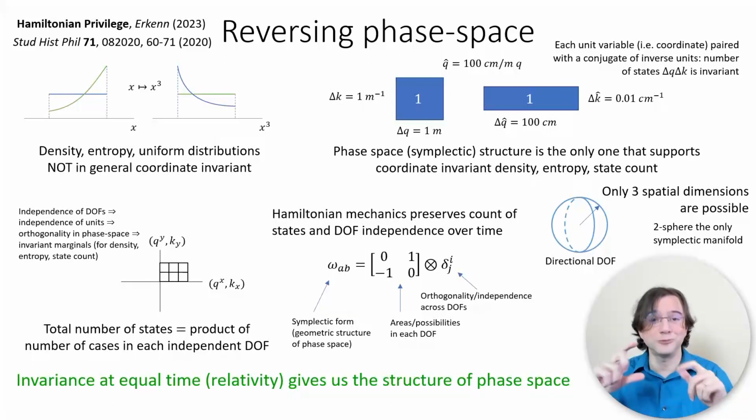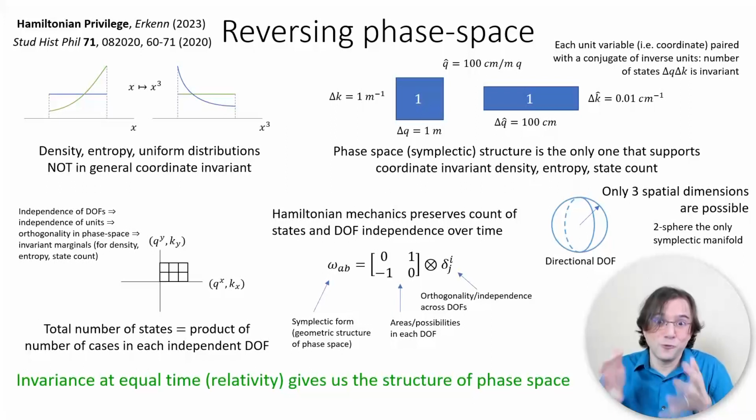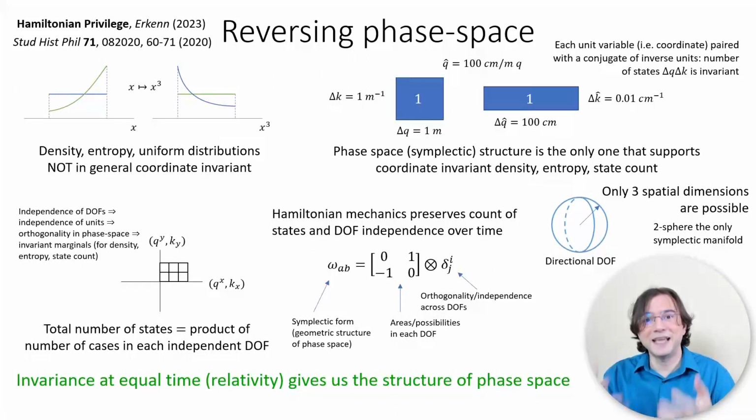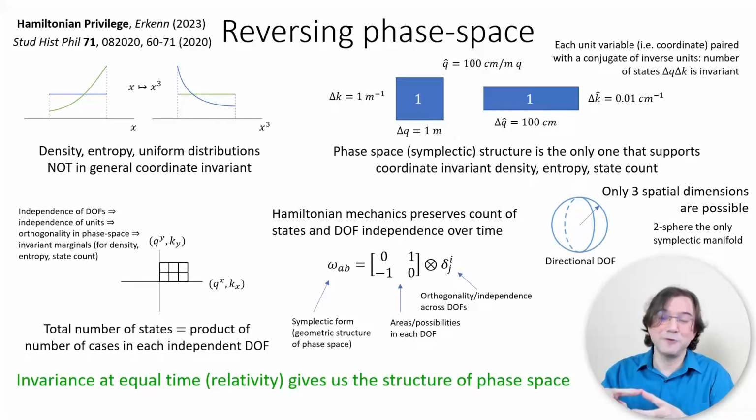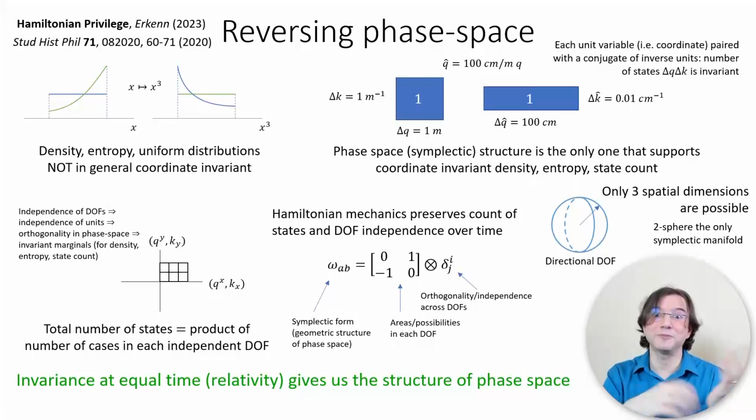If you want the reverse, if you say I have a state space that is a manifold and I want these densities and entropies to be frame independent, then you recover the structure of phase space. The areas are essentially the count of states for each degree of freedom, and perpendicularity in phase space means independence of the degrees of freedom. So the total number of configurations given by two degrees of freedom is just the product of the areas, because one degree of freedom does not constrain the other. And so this is essentially what it is.